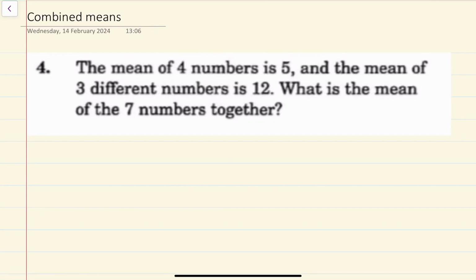In this video, we're going to look at how we can combine two sets of data and then find their overall combined mean. So in this first question, it says the mean of 4 numbers is 5 and the mean of 3 different numbers is 12. What is the mean of the 7 numbers altogether?